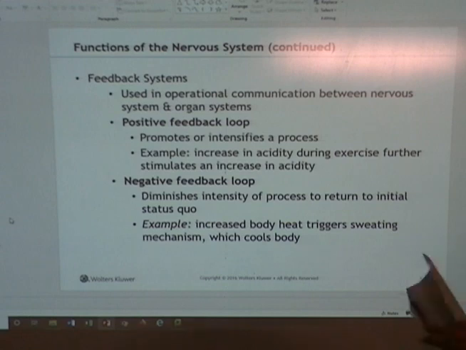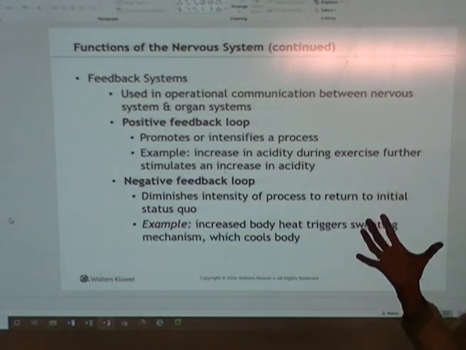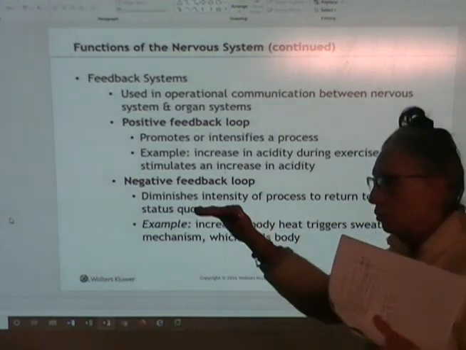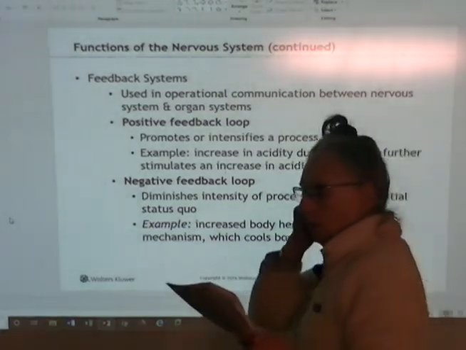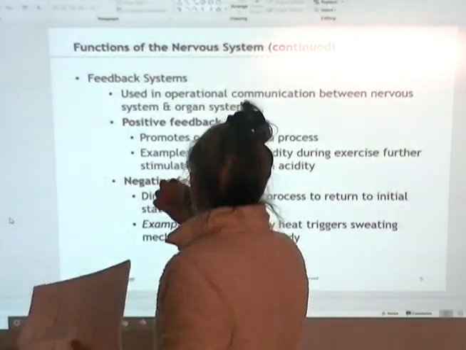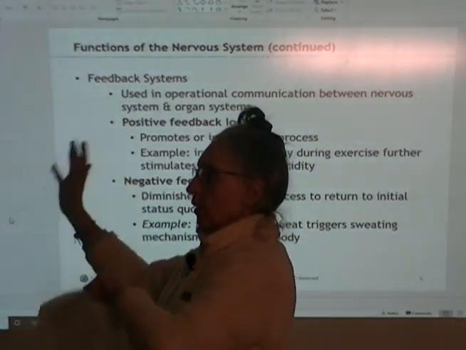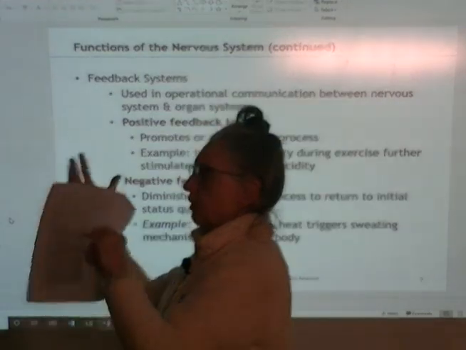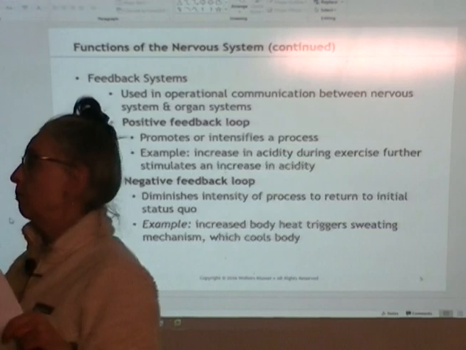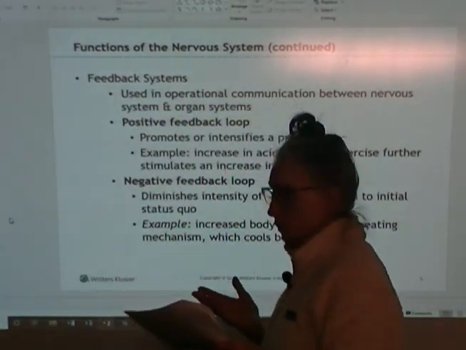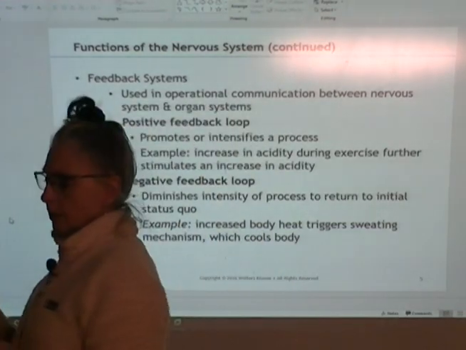And it achieves many of these ideas, bringing these systems back to homeostasis, back to resting levels, by using feedback systems. So the feedback system can communicate between the organs that are producing hormones and things like that and the nervous system. And there are two main types. One is a positive feedback loop, so that promotes a particular process.